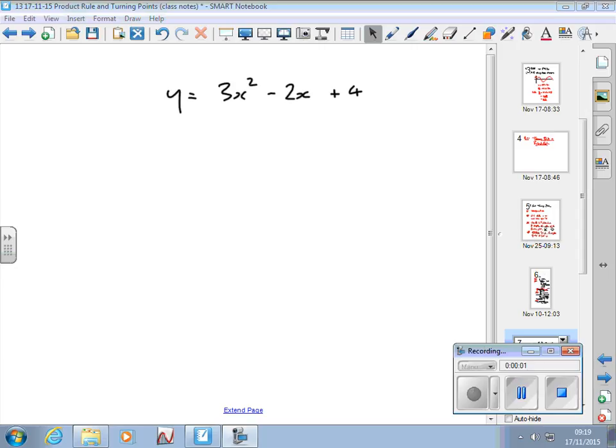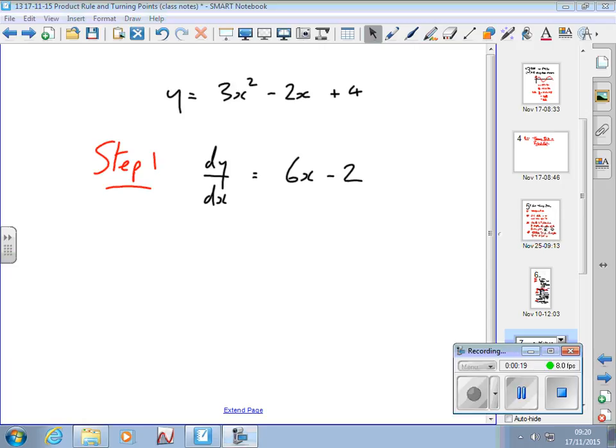So here's an example for you to try. Find the turning point of that function. Where is it and what's the value of that turning point? I'll go through it bit by bit and you can pause the video at any point and try and carry on.